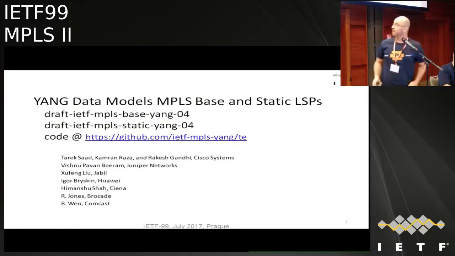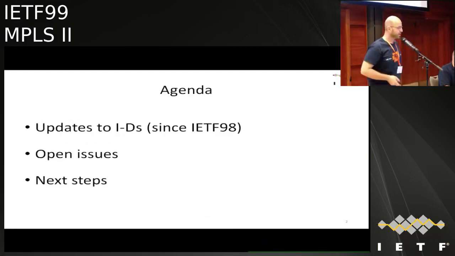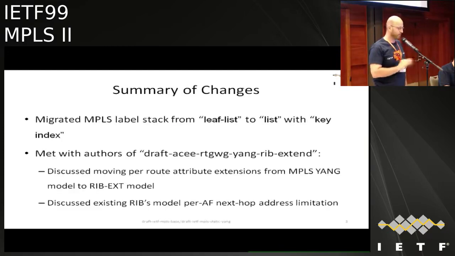Okay, hi everyone. This is a quick update on two drafts that are defining the MPLS YANG model and the MPLS static YANG model. I'll go over the updates, the open issues, and the next steps. In terms of changes, we've migrated the ability to configure an MPLS label stack from a leaf-list to a list. This was needed because the same label can appear in the list multiple times, so we have to have a distinguisher in the list.